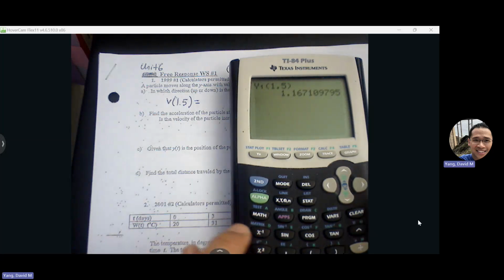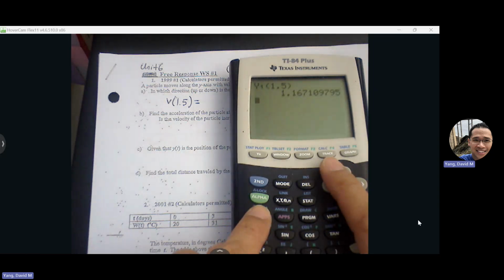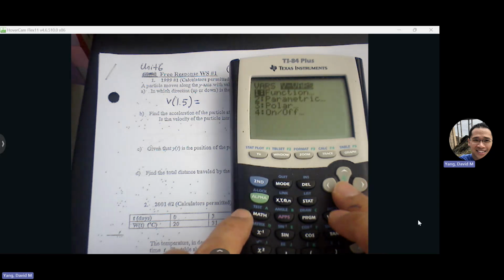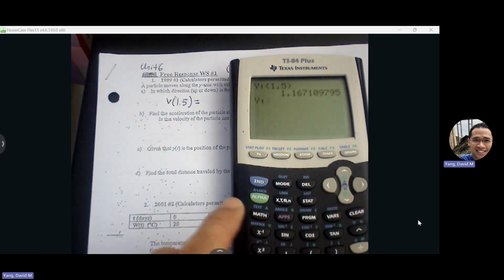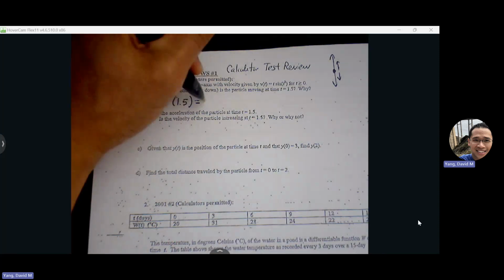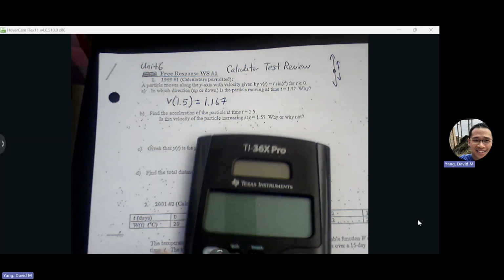The other option, on an older calculator, if you want to call this function, and I'll put that on the board later, is to do vars, y vars, function y1. That's also another way to call the function that you're holding under y1. Okay, so velocity at 1.5 is 1.167. Also, if you're using a 36 Pro, I think it's easier to just plug in directly. It's probably not worth the trouble to try to create a function to call.